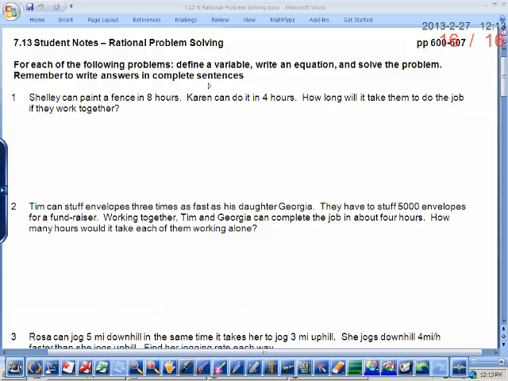This is our first type of problem, where we talk about people doing stuff separately and then people doing stuff together. So Shelly can paint a fence in 8 hours. Karen can do it in 4 hours. How long will it take them to do the job if they work together? The first thing I'm going to do is define my variable. I'm going to say let x be the time it takes them together.